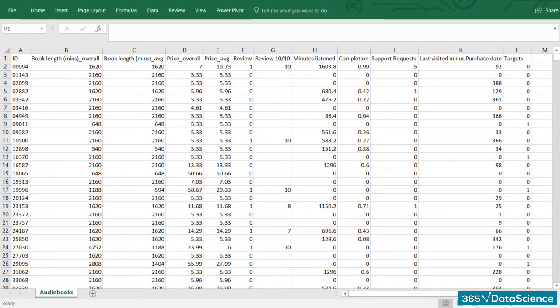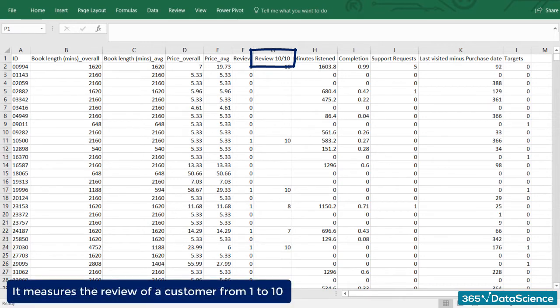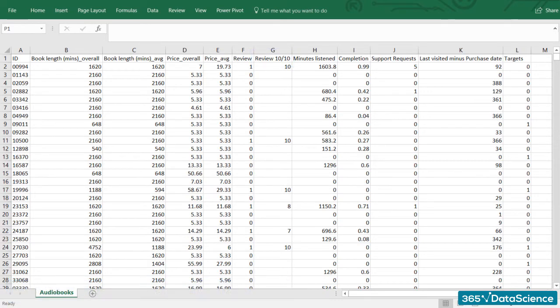Then we have review out of 10. This is a different variable. It measures the review of a customer on a scale from 1 to 10. Pay attention here, as we will show you the first pre-processing trick. Here it comes. Logically, we will only have a value for people who left a review. By examining the table, we quickly see most people leave no review, as in most marketplaces.